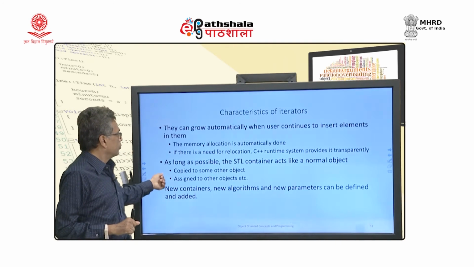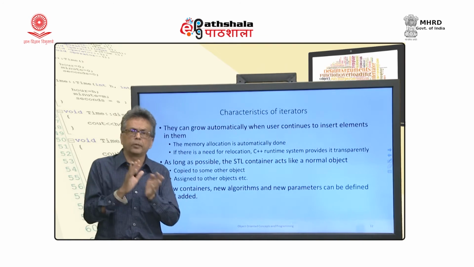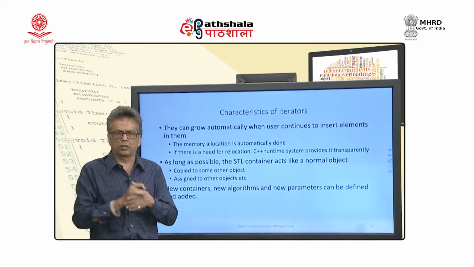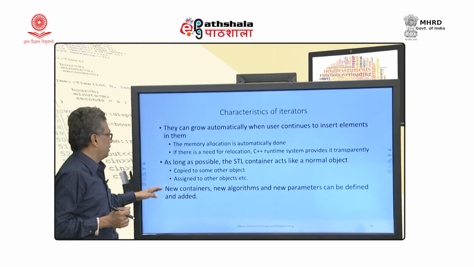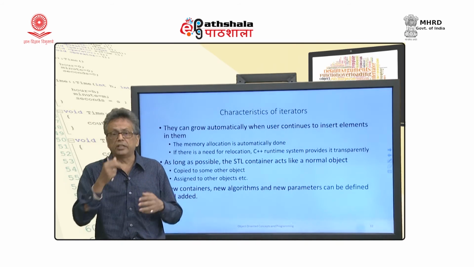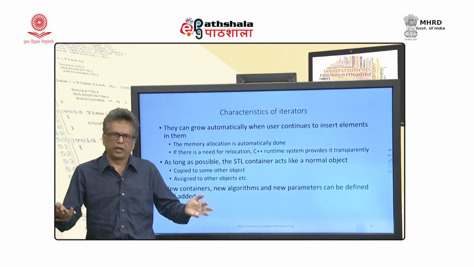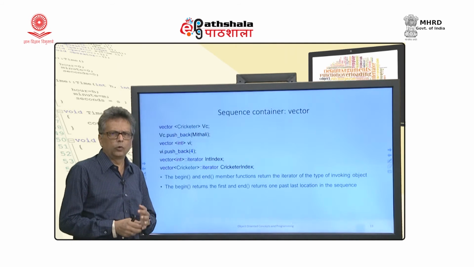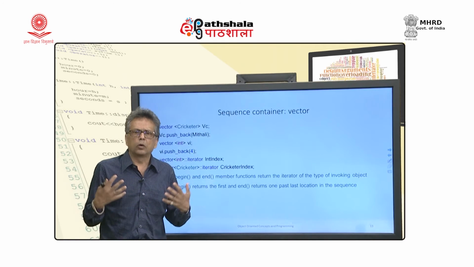You can copy a container object into another, simply, a vector into some other vector, or a list into a vector, or a deque into a vector. The content is copied. There are also new containers, new algorithms and new parameters. For example, you can devise a new way of allocating memory, it is possible, if you wish you can do it. And we will only look at the first sequence container in this particular module, called vector.